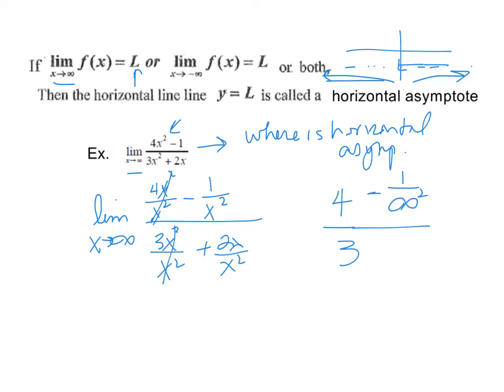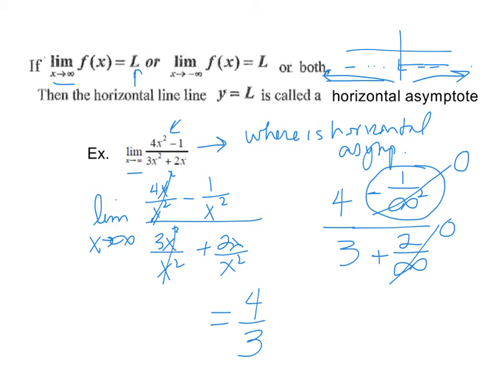infinity squared. Well, anything that looks like this is going to go to zero eventually, right? Because your 1 over infinity squared is going to be infinitely small. And the same thing here, I would have 2 over infinity, which is also going to go to zero. So the limit as x approaches infinity of this function is 4/3. And so what that's saying is that there's a horizontal asymptote at y equals 4/3.